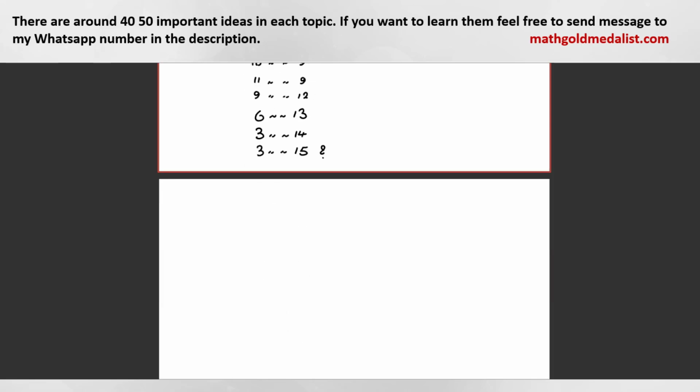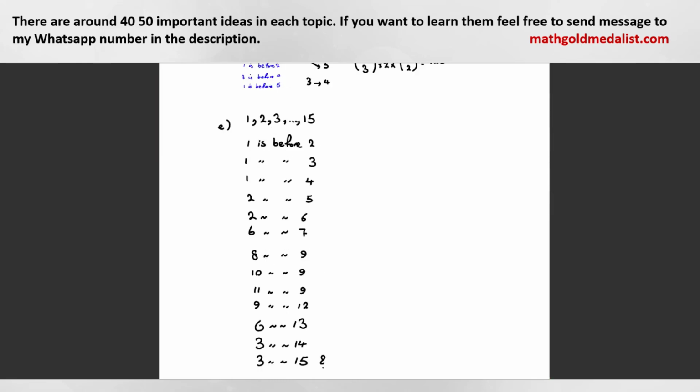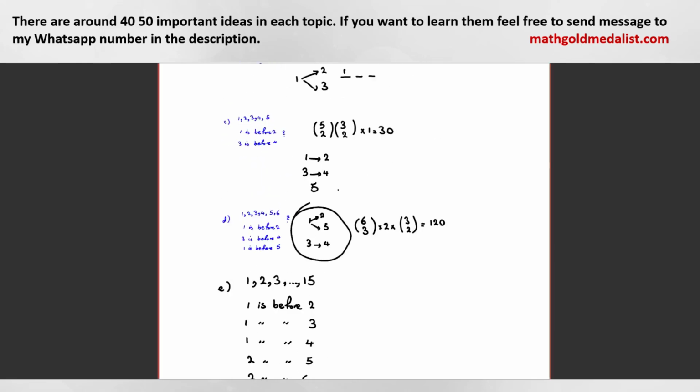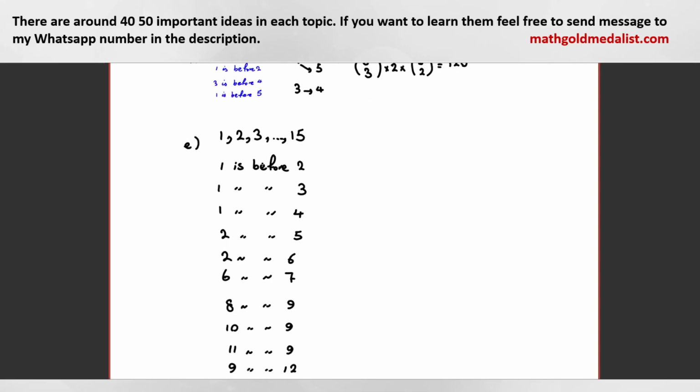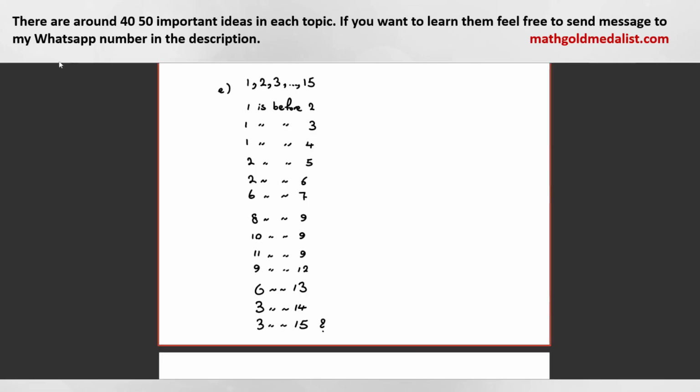Let me tell you what a diagram is. When you have conditions like 1 is before 2 and 5, let's draw the diagram first, because checking all these conditions is so much harder. Agree? You should see the relationships. So you say 1 before 2, 3, 4; 2 is before 5, 2 is before 6; 6 is before 7, 8 is before 9; 10 is before 9, 11 is before 9, 9 is before 12, 6 is before 13, 3 is before 14, 3 is before 15, right?